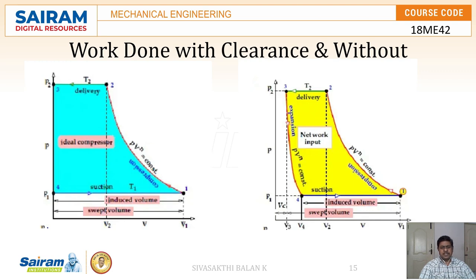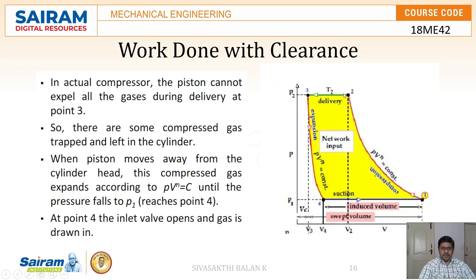In the PV diagram it is represented as the volume V3, or Vc. V3 is equal to Vc, and the moment the piston reaches the top dead center, the complete compressed air will not be sent out to the delivery pipe, and some compressed gas is trapped inside the cylinder. When the piston moves away from the cylinder head, the compressed gas expands following PV^n equal to constant until it falls to the pressure P1.